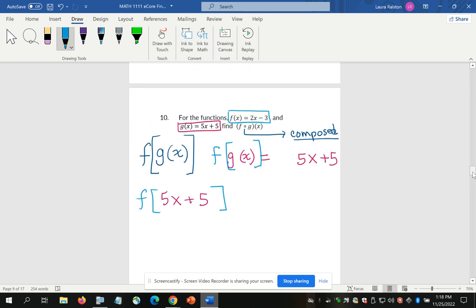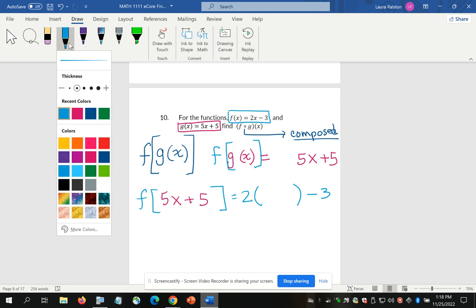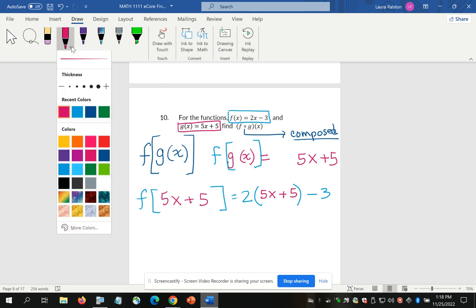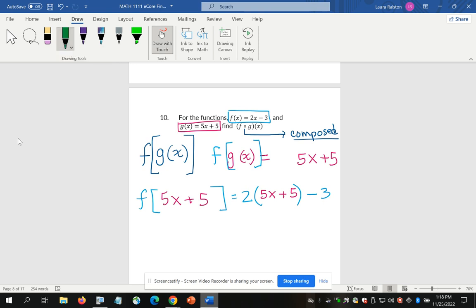So I would have 2 times the 5x plus 5. I'm replacing the x with 5x plus 5, and then you still have the minus 3 that's part of the original function. Then I'm going to have to simplify. So I distribute the 2. 2 times 5x is 10x. 2 times 5 is 10 minus 3. Combine like terms, 10x plus 7.